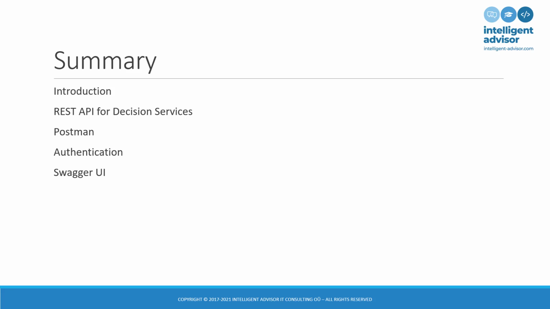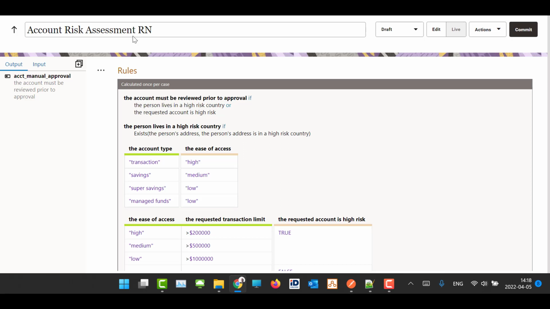So in the demo, we're going to look at getting hold of the definition file, putting it in Swagger, putting it in Postman, and using those tools to create our first decision service call and populating the input and looking at the output. So in the first part of this demonstration, we'll look at obtaining the necessary files and setting up the authentication to be able to make a call using Postman.